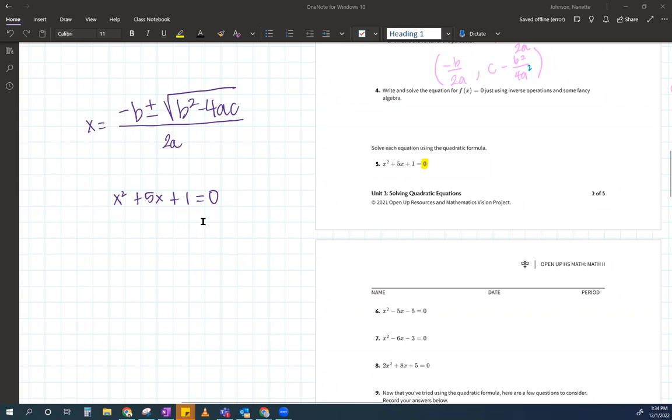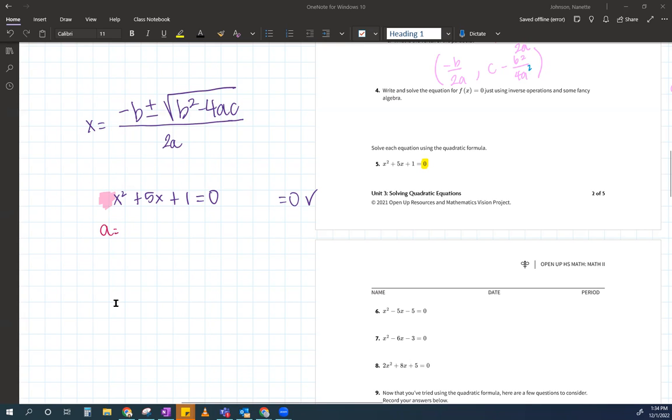All right. So the very first thing that you're going to do is check to make sure it equals 0. So equals 0, check. The second thing you're going to do is label A, B, and C. The way we label A, B, and C is A is the coefficient of x squared. So in this case, A is the number, it doesn't have one. So what number goes right there?